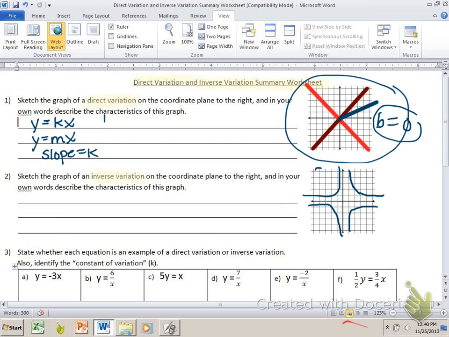Okay, an example of direct variation equations could be y is equal to 3x. And if this is my equation, then I know that the k is 3. It could also be this. Y is equal to x over 3. Because remember, x over 3 is the same as saying y is equal to 1/3 times x, which means k is 1/3.